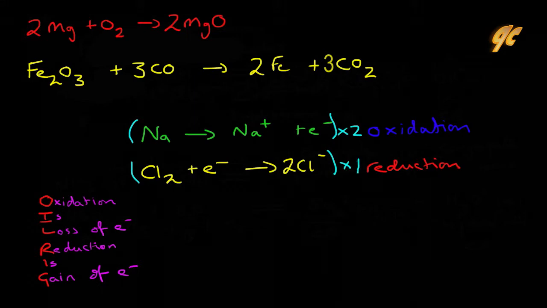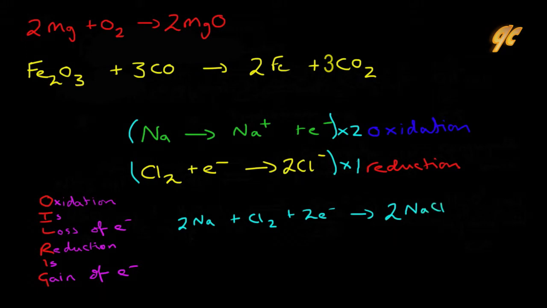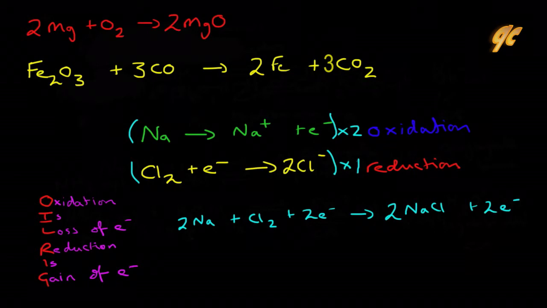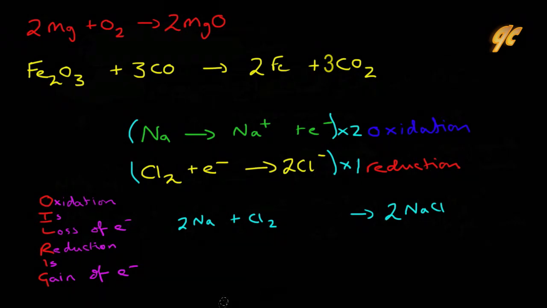If we now add these two equations together, we have two sodiums plus a chlorine molecule plus two electrons makes two sodium chlorides and two electrons. Now because there are two electrons on either side of the equation, we can simplify and cancel. Both electrons can be cancelled out. This leaves us with the overall equation: two sodiums plus a chlorine go to make two sodium chlorides.